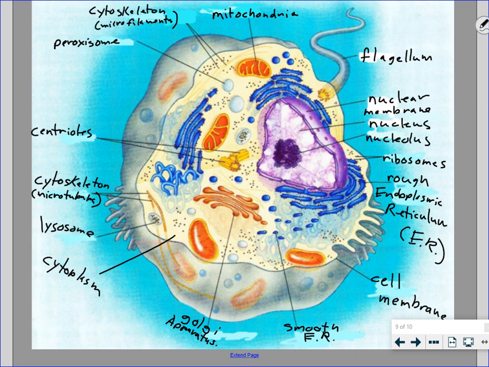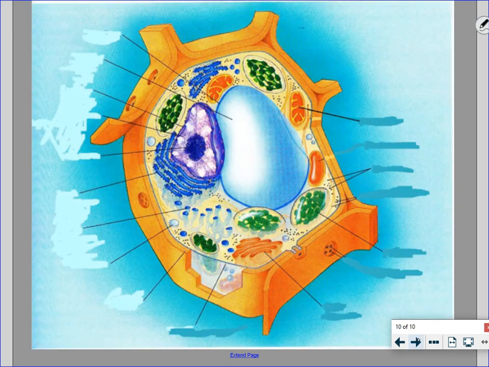Okay, questions on the animal cell? All right, then let's look at the plant cell. Luckily, a lot of this is the same, so I'll go really fast for the plant cell. Okay? So we'll start here.